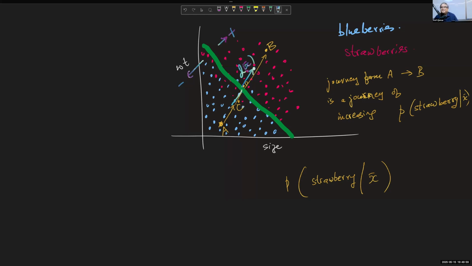Is that obvious, guys? Right? If this is the negative direction, the more I move down, the more I move south west towards the origin, the less confident I am that it's a strawberry. More confident I am that it's a blueberry, the converse of it. So I'll just use the word confidence about strawberries.